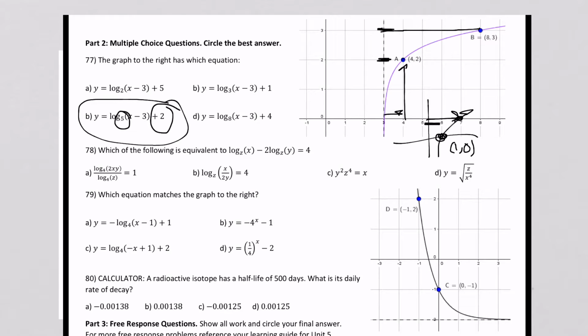Alright, question 78. Which of the following is equivalent to log base z of x minus 2 log base z of y equals 4? None of those even have, well, okay, I guess they do have logs in them, but it looks weird, so let's try and figure it out.